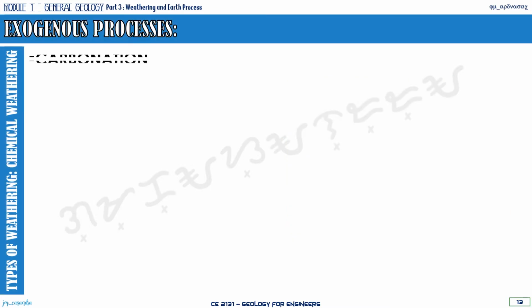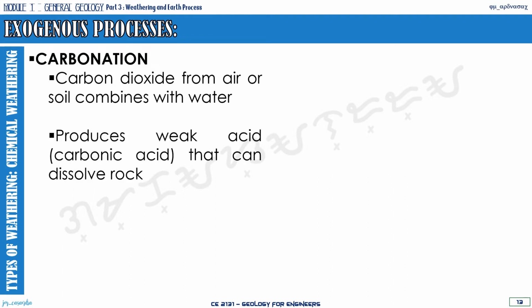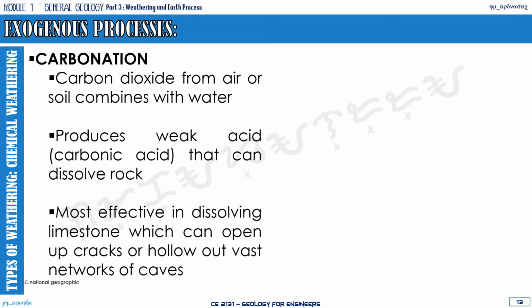So under chemical weathering, we have what we call your carbonation. So the carbonation is simply a process wherein carbon dioxide from the air would now combine with water. So air or soil combines with water. And what happens? There will now be a carbonic acid produced. And that carbonic acid now dissolves your rocks or rock formations.